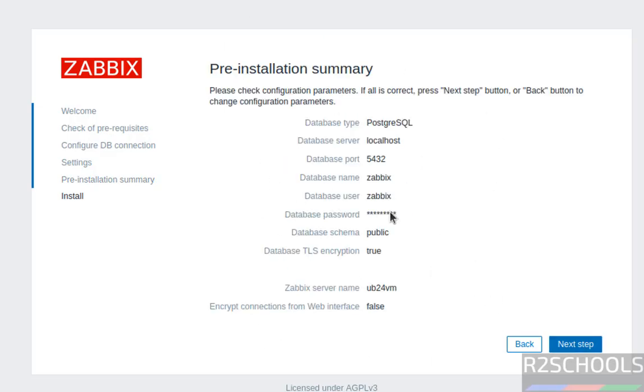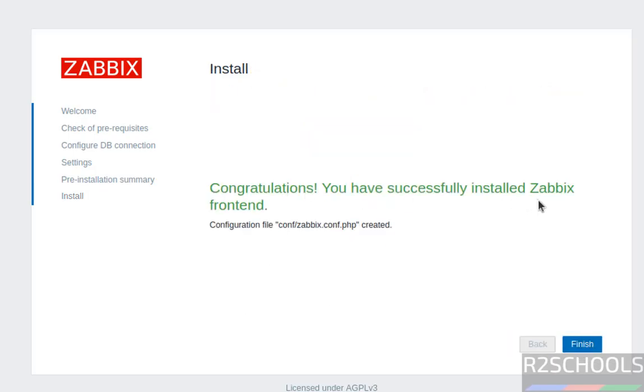See, this is the pre-installation summary. If you are okay with all the settings, then click on next step. See, congratulations, you have successfully installed Zabbix server and Zabbix frontend. This is the configuration file location. Okay. Then click on finish.